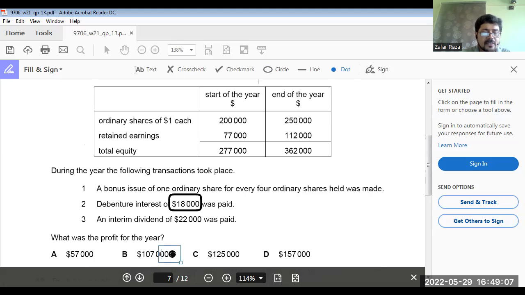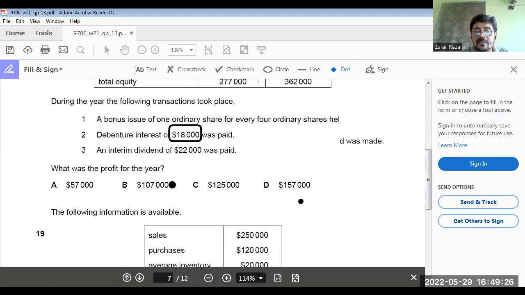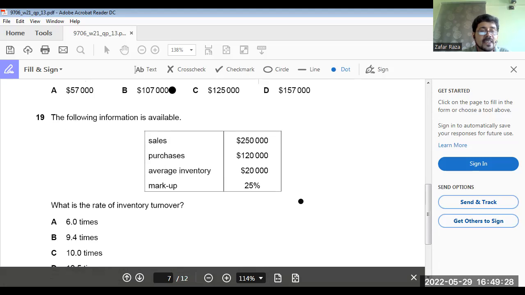So what you have to do: 112,000 plus 50,000 bonus shares plus 22,000 interim dividend minus 77,000 starting, so 107,000. That's the easy way to calculate.